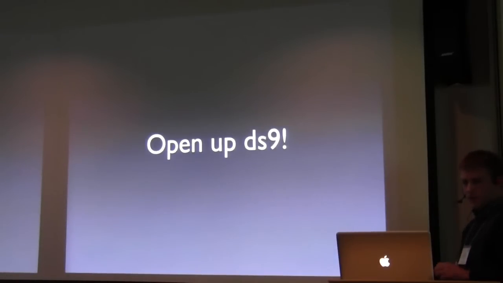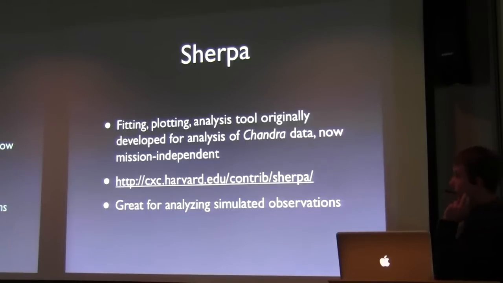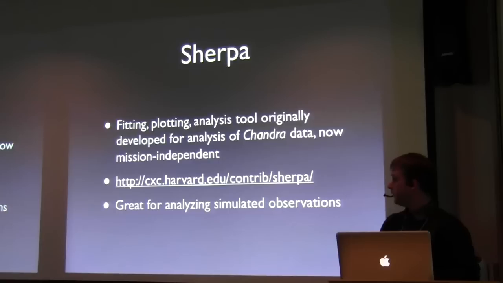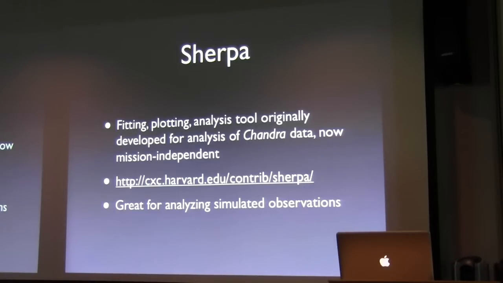So going back very quickly to the talk, another tool I found pretty helpful is Sherpa. Sherpa is a fitting, plotting, and analysis tool. It was originally developed for analysis of Chandra data. It was included with the CIAO tools, which are the tools for analyzing Chandra observations, but now it's mission independent. You can take an image and fit an image model to it, or take a spectrum of some kind and fit a lot of different spectral models to it. You can find it at that URL right there. I'm not sure if you can get that from pip or not.